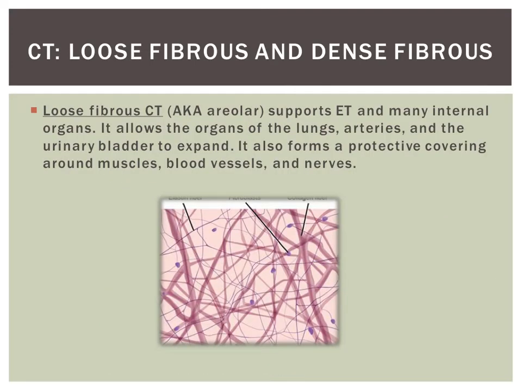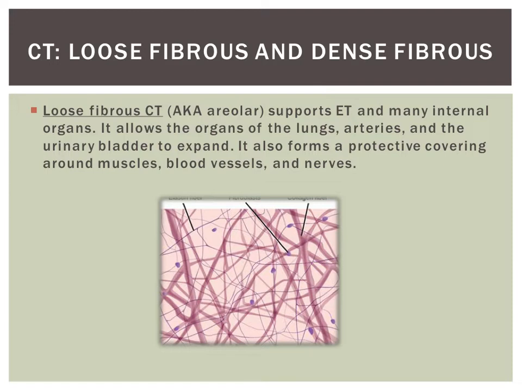The first connective tissue that I want to discuss is loose fibrous and dense fibrous. So this one on this slide is loose fibrous, and another word for this is areolar. It supports epithelial tissues and internal organs. You'll find it in the lungs, arteries, the urinary bladder. It forms a protective covering around muscles, blood vessels, and nerves. And you can see why we call it loose connective tissue. It's because there's a lot of space in between the fibers and the cells here, as opposed to dense fibrous.